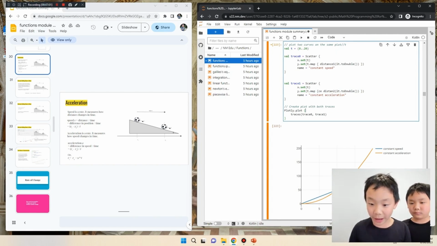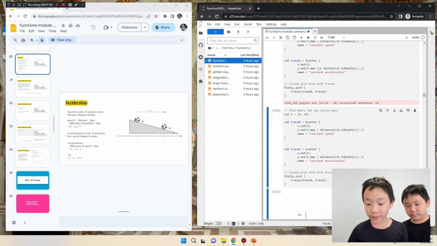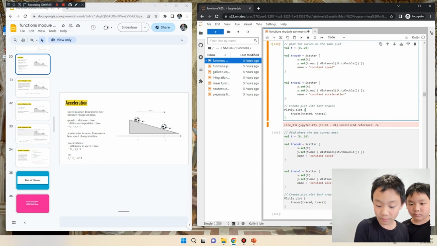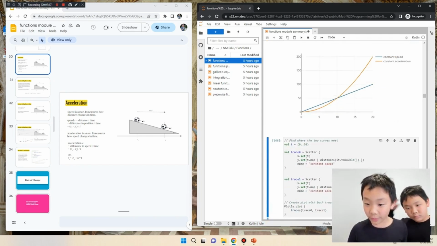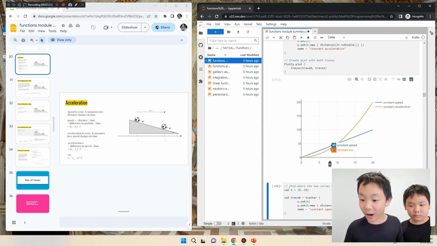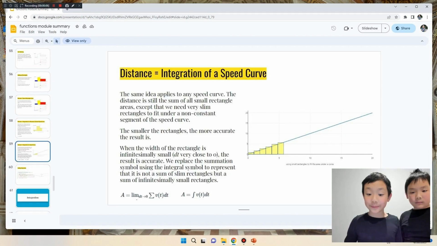And then this is plotting it on the same graph. So we do this trace 0 and trace 1, plotting them in there, and then shift enter. There you go. That will plot them on the same graph. And now you can see the difference between constant speed and constant acceleration.